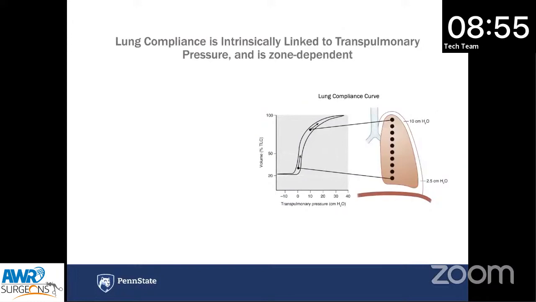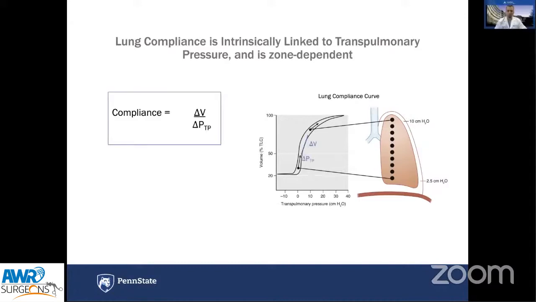Now, lung compliance is intrinsically linked to transpulmonary pressure and is zone dependent on the lung. And in the diagram there, you can see the lung compliance curve, which relates volume to transpulmonary pressure. And the slope of the curve, which is the change in volume over the change in transpulmonary pressure, is termed the compliance. The compliance of the lung is usually highest at the FRC, or functional residual capacity, where the slope is highest, and that forms at approximately the midpoint of the graph.